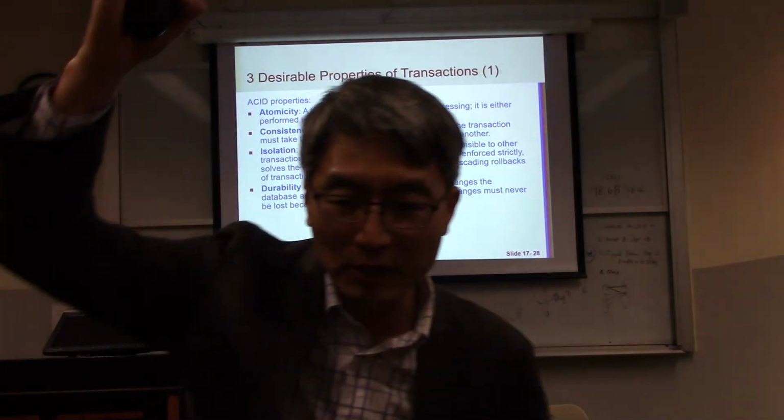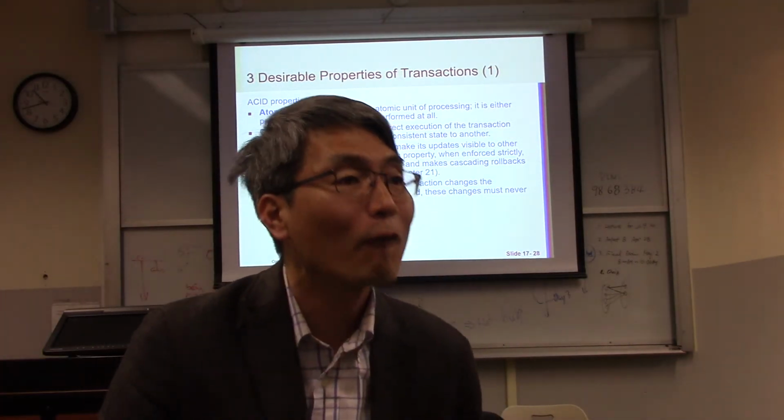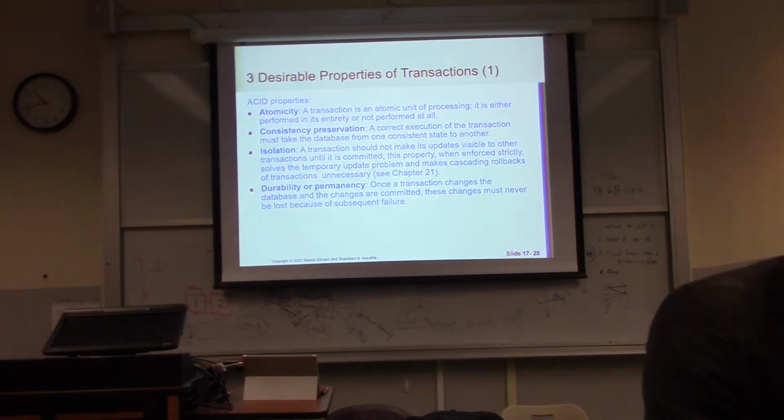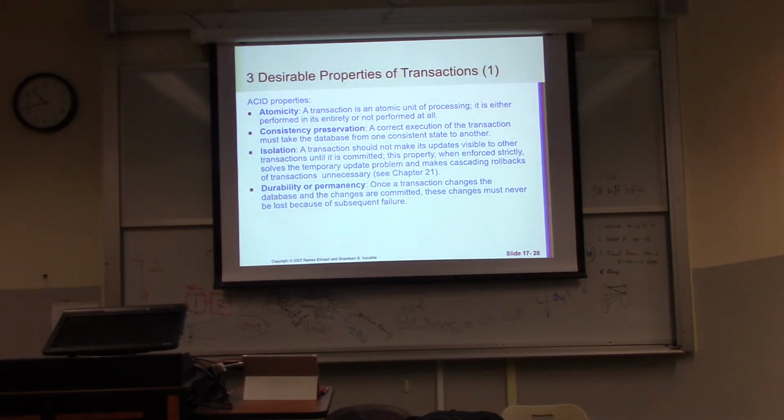In case a transaction in the middle is aborted, falsely finished, or not committed, then all the changes will be rolled back. All or nothing. That is atomicity.